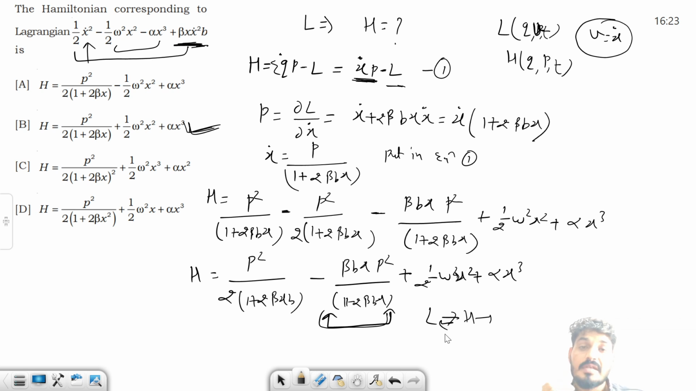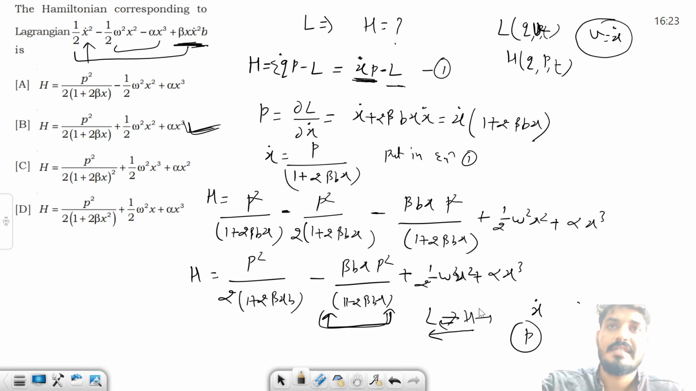you have to do, जब भी आपको Hamiltonian में convert करना हो तो आप याद रखिए कि x dot की term को हटाना है, x dot और q dot. And when you are converting from Hamiltonian to Lagrangian, then you have to remove the momentum p. Fine. Okay, then let's see the next question.